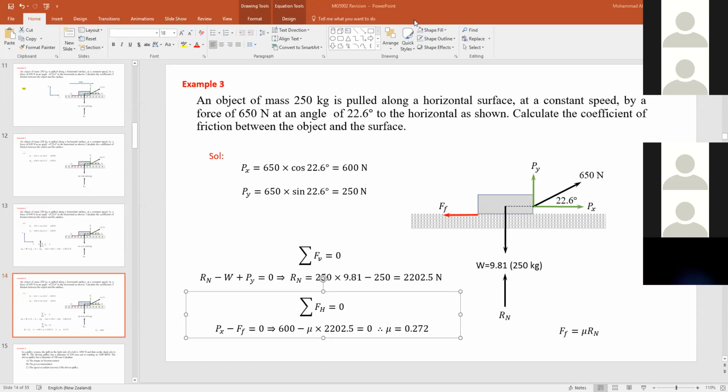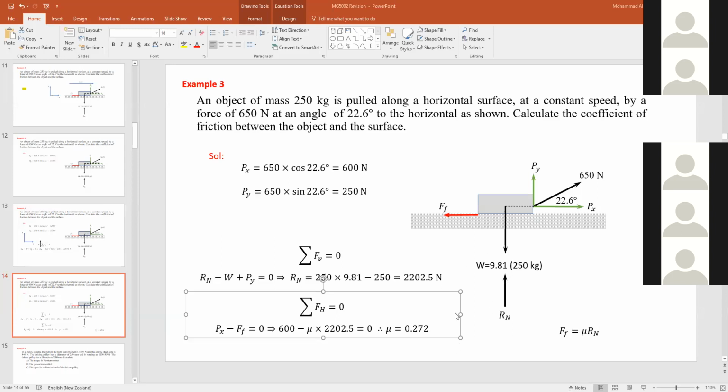Dimensions, for example, the dimension for force is newtons. Dimension for pressure is Pascal. Dimension for distance is meters. So what's the dimension for the coefficient of friction? Yes, Michael Chandra, correct. So the answer for that is a coefficient.